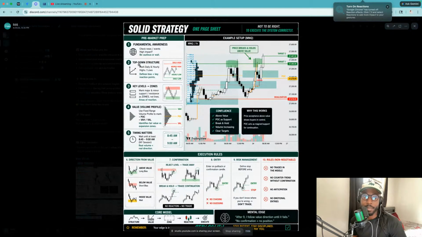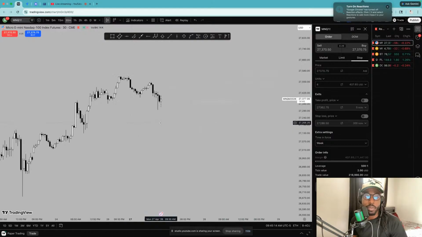Step two, top down structure. We're going to mark our daily and hourly highs and lows. This helps define the bias plus key reaction points, right? So let's go back to the chart. All right, we got NASDAQ here.